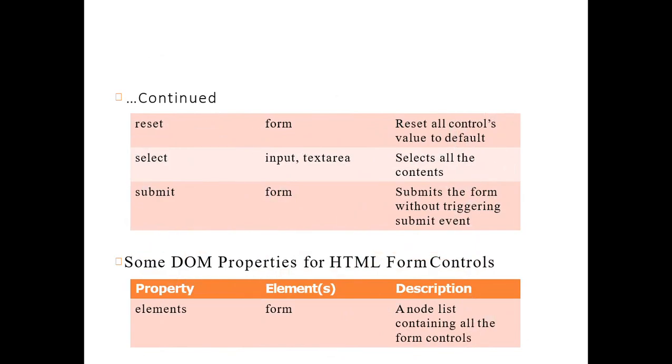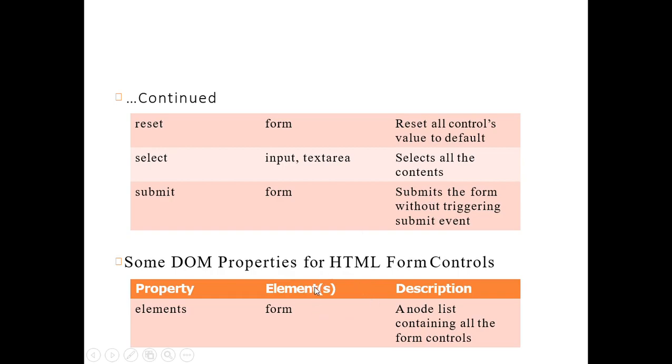Blur and focus are completely complementary to each other, because if blur is there then focus cannot be there. If the focus is there then blur cannot be there. Blur means to remove the keyboard focus, and focus means to give the keyboard focus. Now reset, select, submit, this you want to know. Reset means to set the default values. If you click the keyword reset, then all your controls' values become default. Select means you are going to select some specific area, and submit submits the form without triggering the event.